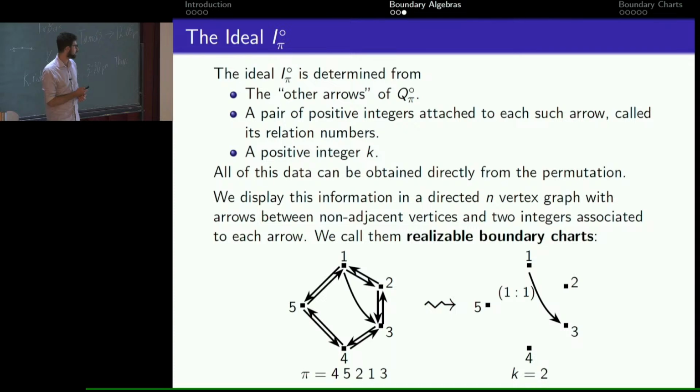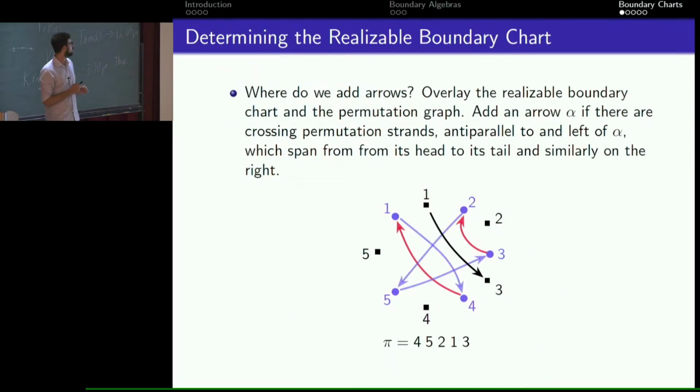So let me tell you now how we determine what these other arrows are, how we determine what the positive integers are, and how we determine what k is. Because I claim you can do it directly from the permutation. Let me back that up. So first question is, what are the arrows? Where do we add an arrow?